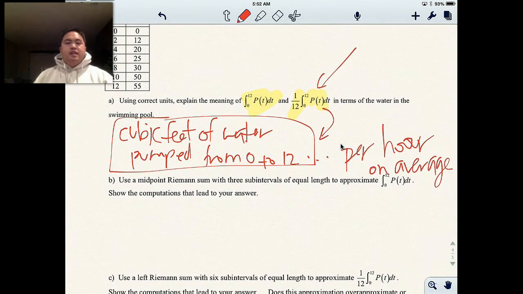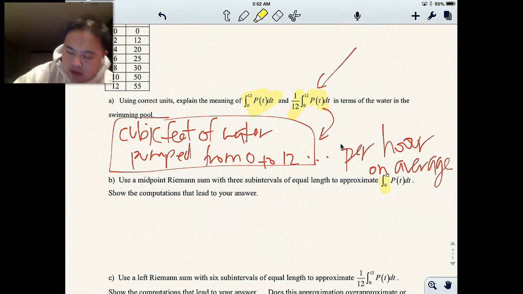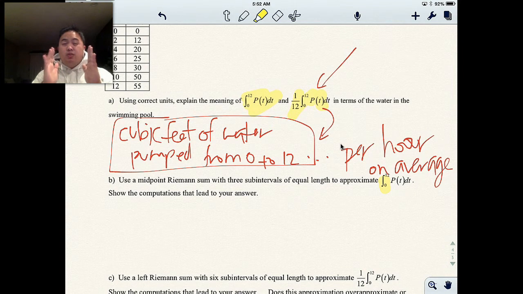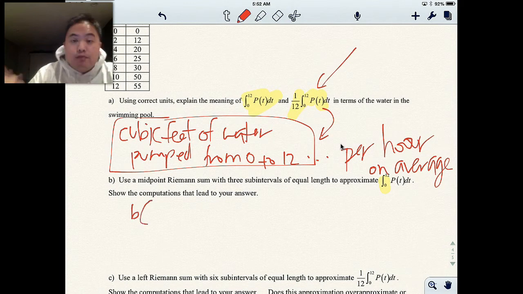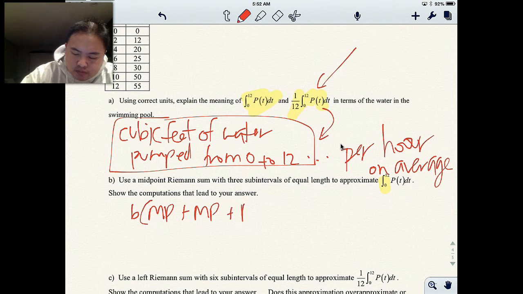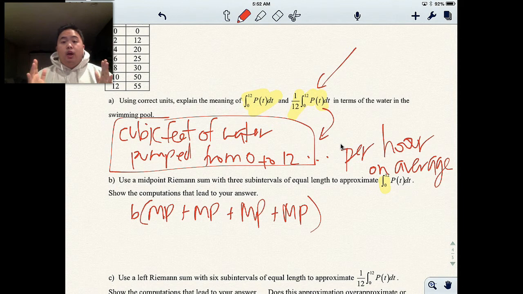Okay, B says use a midpoint Riemann sum. So I want the midpoint, and I want 3 subintervals from 0 to 12, which means my rectangles have a length of 4. To start this off, I'm going to do base. And remember, I'm going to have midpoint 1 plus midpoint 2 plus midpoint 3. I know that this is a length of 12, and with 3 subintervals, I'm going to have a base of 4.